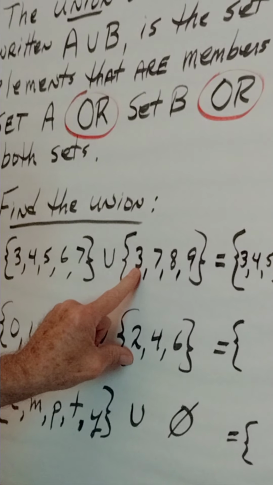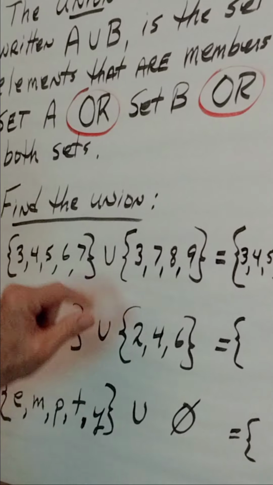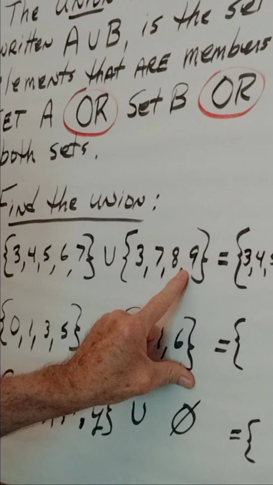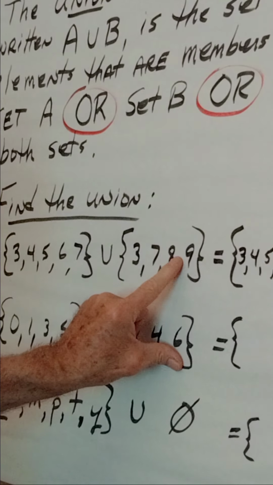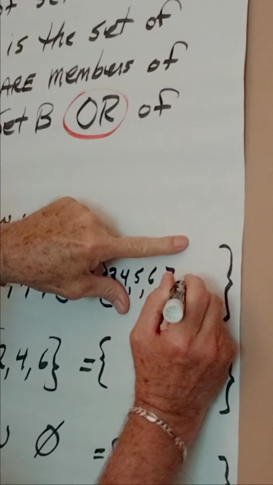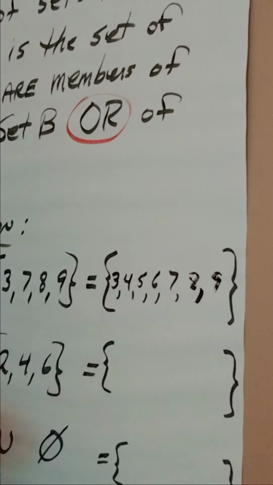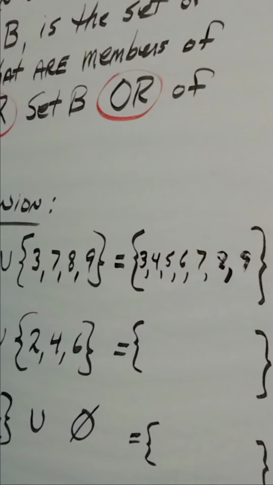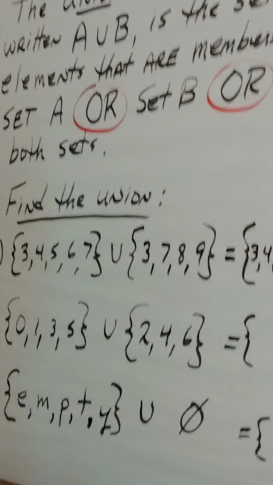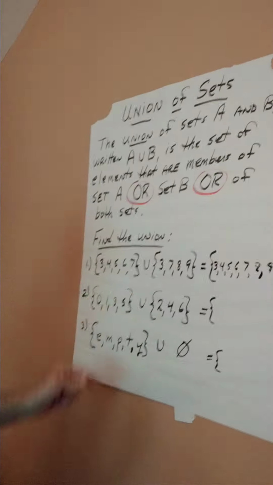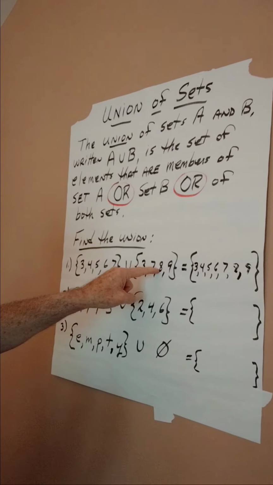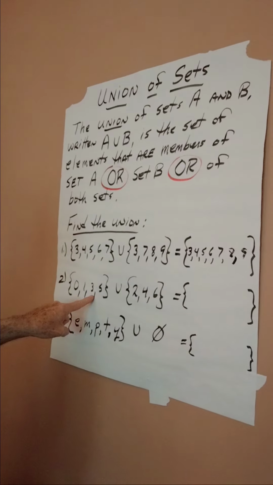Now, we're not going to write 3 again because it was already found in the first. And we're not going to write 7 again because it was in the first. But we are going to write the members 8 and 9 that are in this set. And there is your brand new solution set that has been formed by the union of those two. We're taking all of the members of one and we're joining them with all of the uniquely different members of the other set.